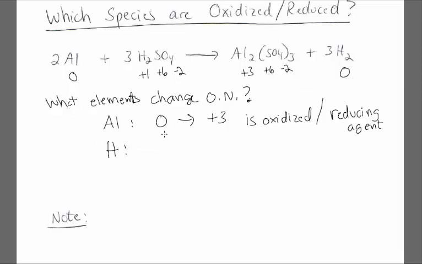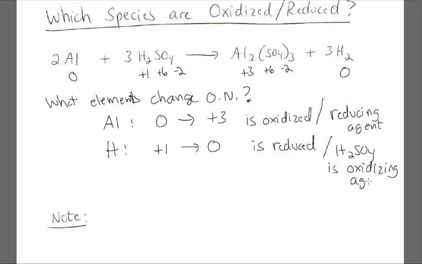Whenever you have a redox reaction, you have to have at least one thing that oxidizes and one thing that reduces. Okay, so hydrogen goes from +1 to 0. That is gaining electrons. So that is reduced. And you can say then that actually sulfuric acid is an oxidizing agent. Some people say that the hydrogen itself is. Some people say that the whole species is. So we'll say the whole species is the oxidizing agent. But it's the hydrogen part of it.